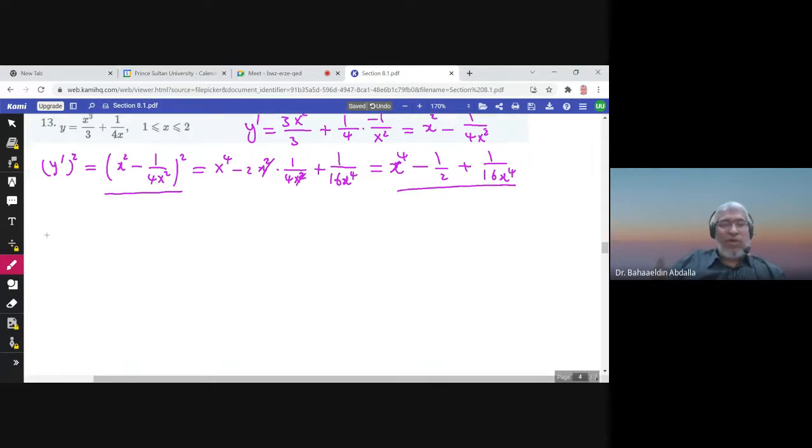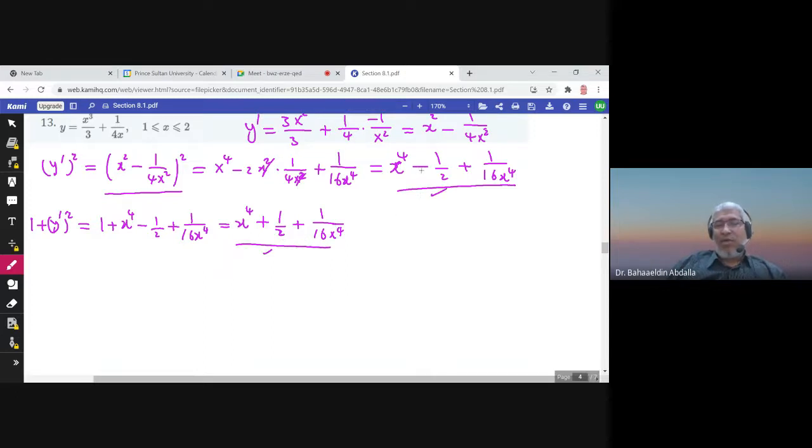because now we need to find 1 plus y prime square. And when I add 1 to y prime square, which is x to the power 4 minus half plus 1 over 16 x to the power 4, then I can write it x to the power 4, 1 minus half is positive half, plus 1 over 16 x to the power 4. So these three terms are exactly the same as this one, but only the negative sign becomes positive, which means I can write it exactly like this.